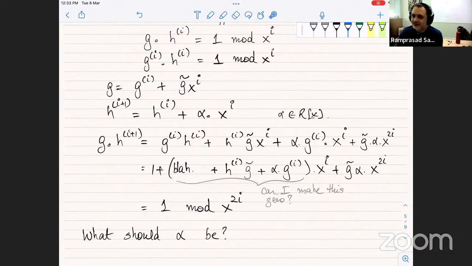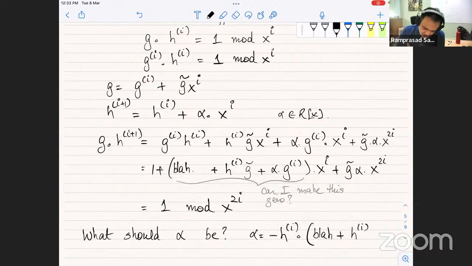Do I already know of an inverse of GI? You already have computed one already, that is HI. You already have such a thing. So the point is you just set alpha to be equal to minus HI times blah plus HI G tilde. And you just plug this in and convince yourself that this entire expression will become 1 mod X power 2I.